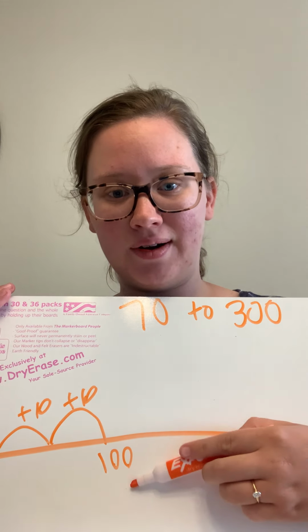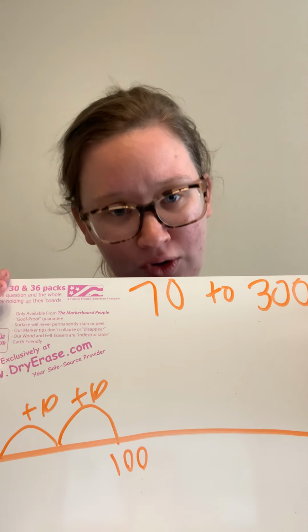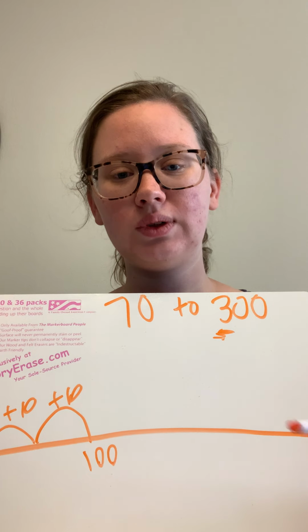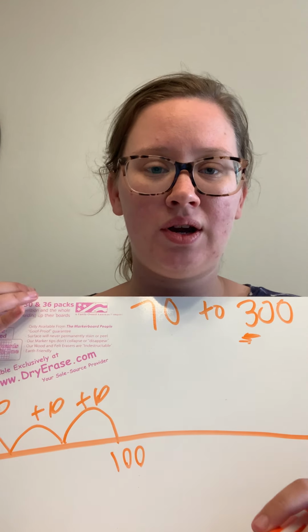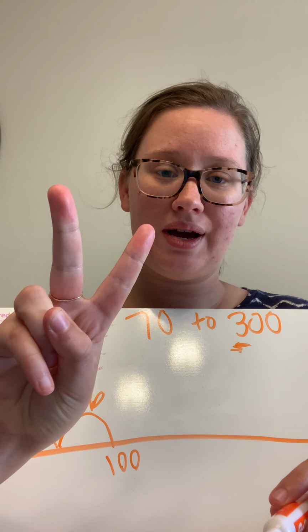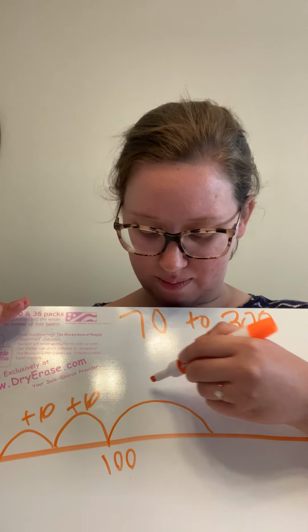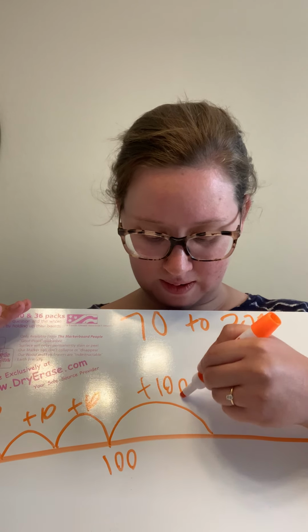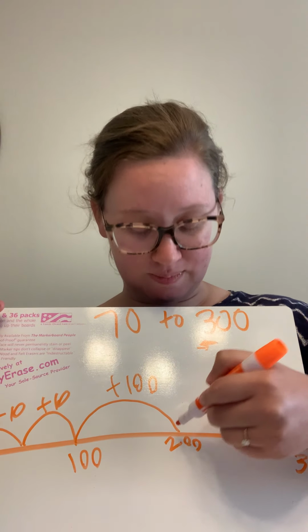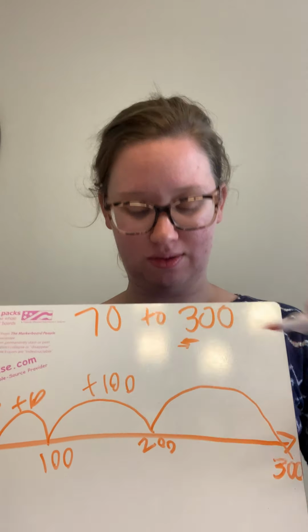Now that we're at a very friendly number with our hundreds place, how many hundreds do I need to count on to get to 300? Right now I'm at 100, so 100, 200, 300. So I need to count on 2 more hundreds. So here's my first hop of plus 100, which is going to get me to 200. And then I need to make 1 more hop of 100 to get me to my 300.